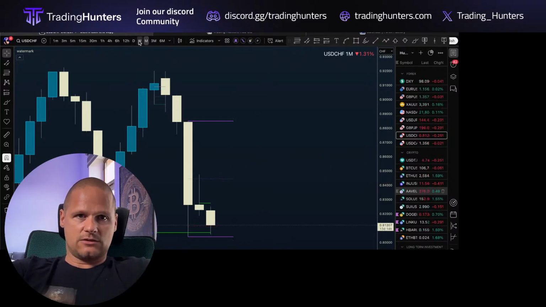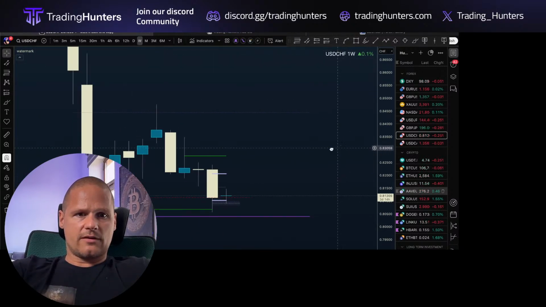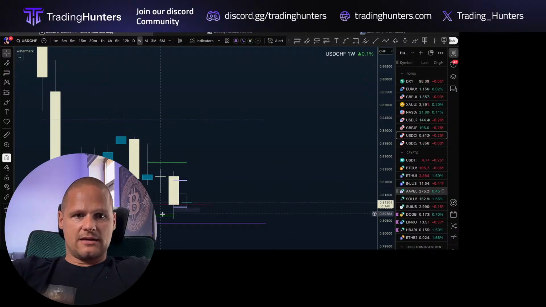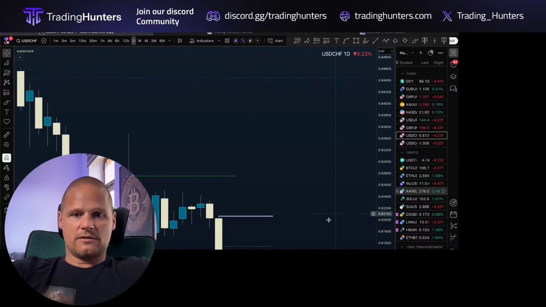So that's what I see on the monthly. If we go down to the weekly, we can see the price is clearly going lower. Last week closed below. So what's the potential for this week? Most likely going lower again. Everything aligns that we're most likely going lower.